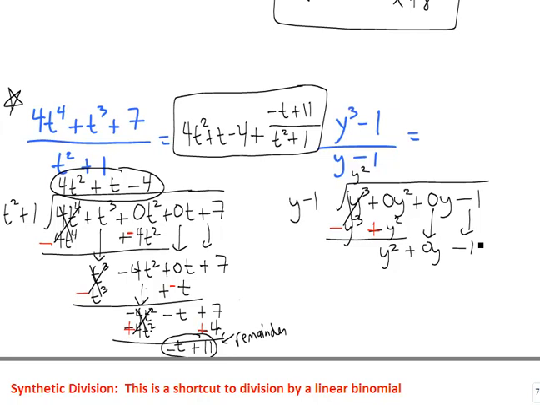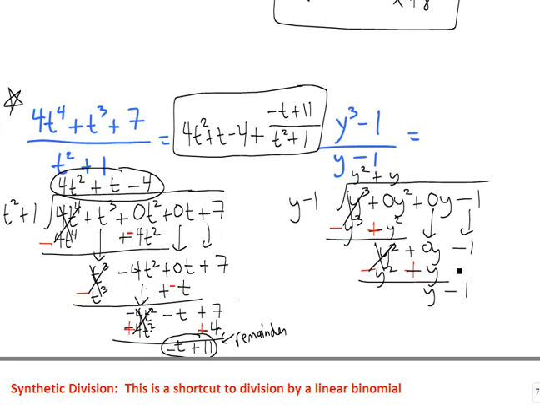We keep going because this is degree 2 and we have a degree 1 out front. So y times what gives me y squared? A y. So y times y is y squared. Y times negative 1 is negative y, lining it up. Draw your line. Change your signs. And add down. So the y squareds cancel out. 0y plus y is going to stay plus y. And I'm going to bring down my minus 1.